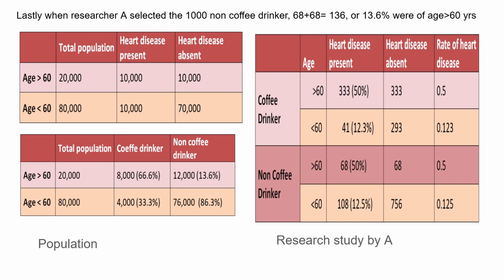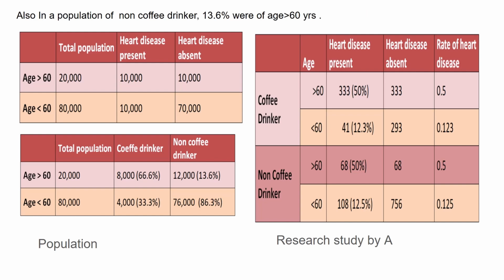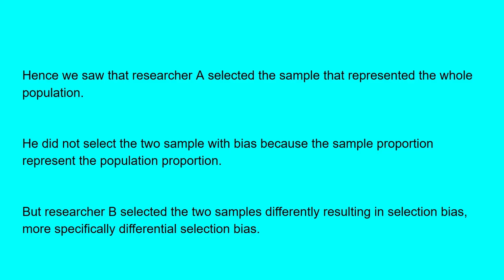Lastly, when the researcher selected the 1,000 non-coffee drinkers, we see that a total of 68 plus 68, which makes 136, that is 13.6%, were of age more than 60 years. If we look at non-coffee drinkers from the total population, we see that 13.6% are above age 60, which is similar to the sampling by researcher A. Hence, we saw that researcher A selected a sample that represented the whole population.